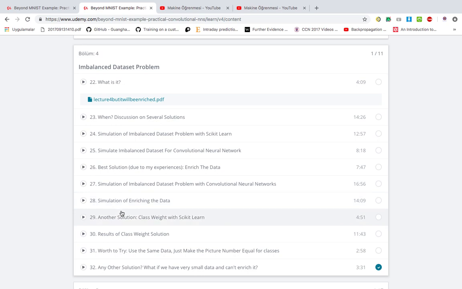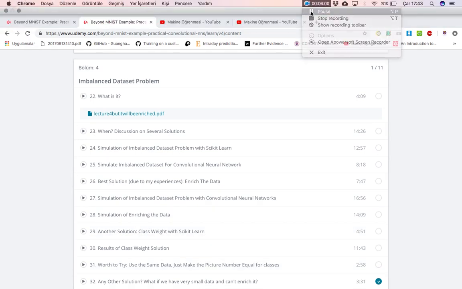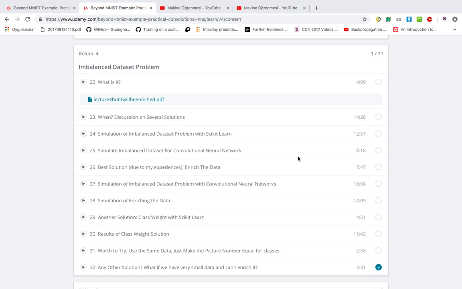This is the solution where you take the ratio between the datasets and apply it to the corresponding networks. Also, using the same data, you can make the number of images equal. This is one of the solutions, and enriching the data is also very important. I know that enriching the data is the best solution for the imbalanced dataset problem.